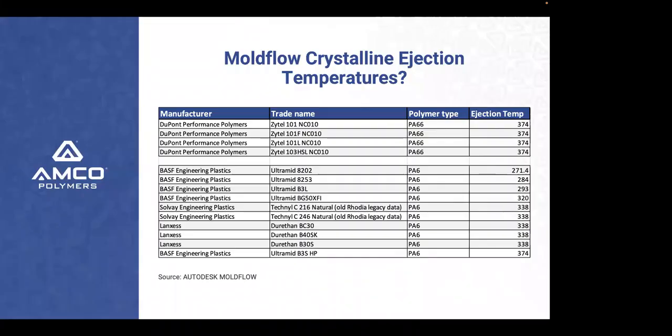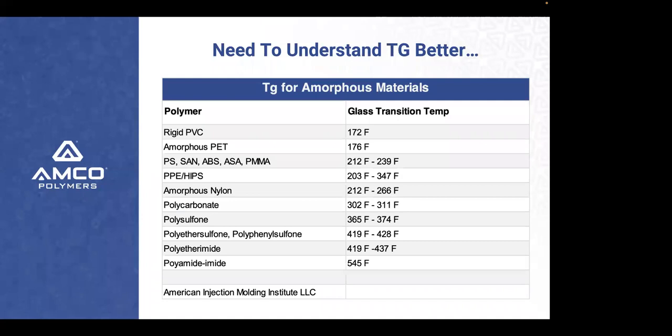So I went back in and said, okay, show me your crystalline ejection temperatures for Moldflow. So DuPont Zytel 101, here's BASF, Lanxess Durethan, and they're saying my ejection temperatures are 374, 338, way, way, way higher than realistic polymers can do in the unfilled states. Once again, I noticed that for a nylon 6, right around 200, 210 degrees, that's where my Tg is. So we need to understand better what my glass transition temperature is. Glass transition temperature for my amorphous resins is the guideline of where we should hopefully be able to eject, or maybe even slightly hotter.